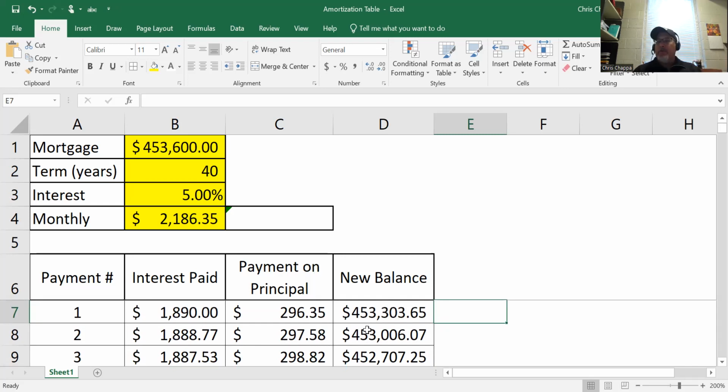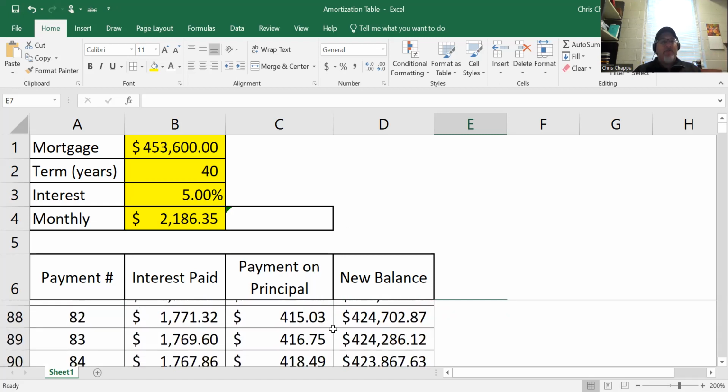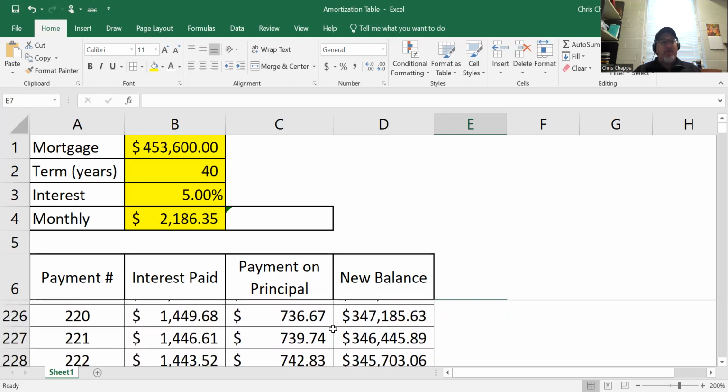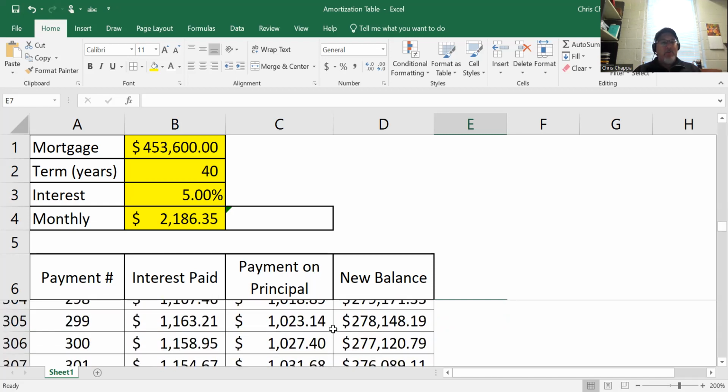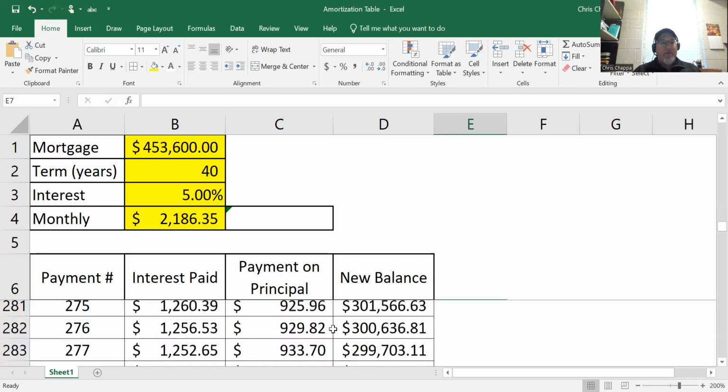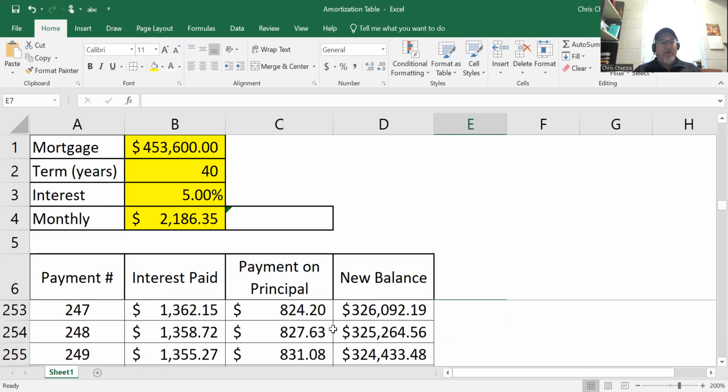Let's go halfway through the term. It's a 40-year term, so halfway is 20 years. This is in months. 20 times 12 is 240. So we're going to zip down to payment number 240, and we'll see where we are at that point. Okay, when we get down to payment 240, went too far, overshot it. Here we go.